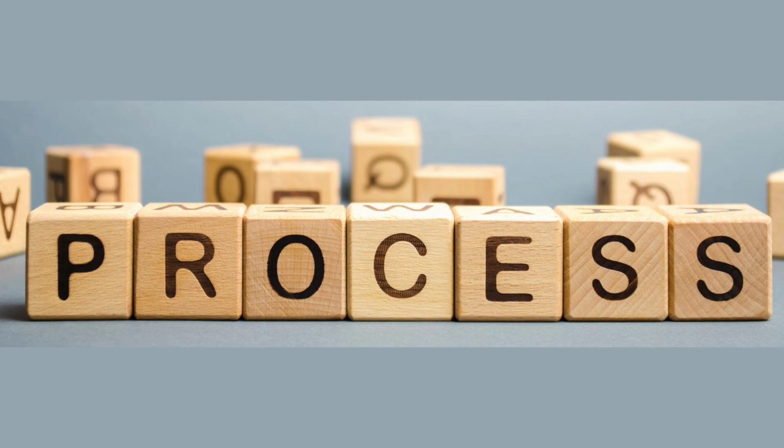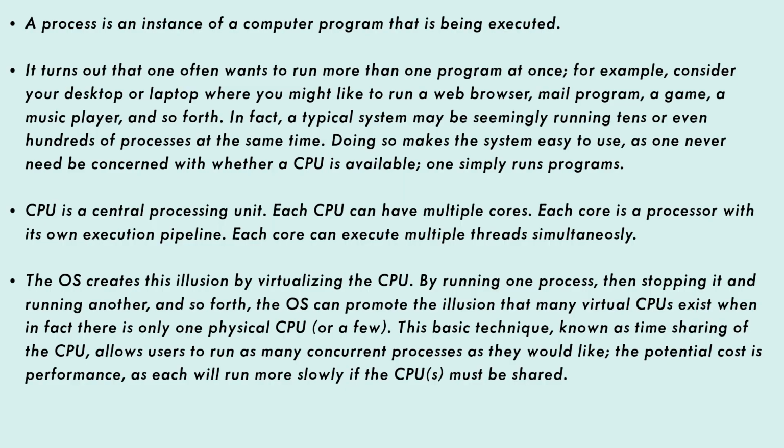Today we are going to talk about the first topic in our operating system series, process. By definition, a process is an instance of a computer program that is being executed. Any application, which is nothing but a software program, when run by the processor, is called a process.